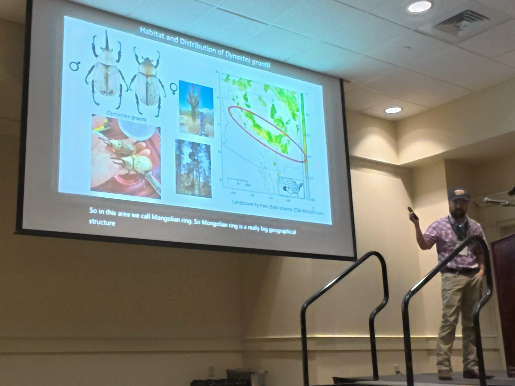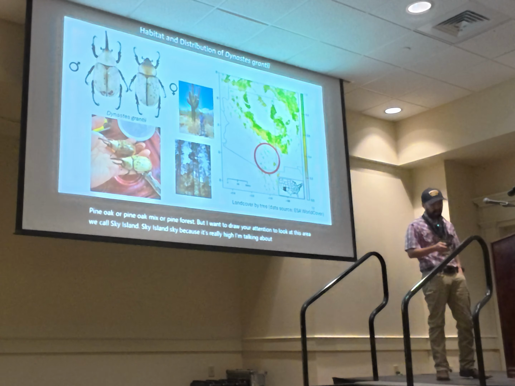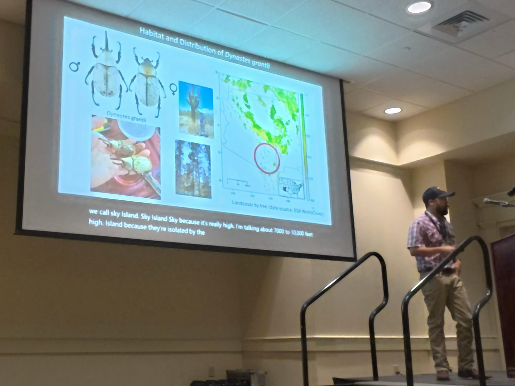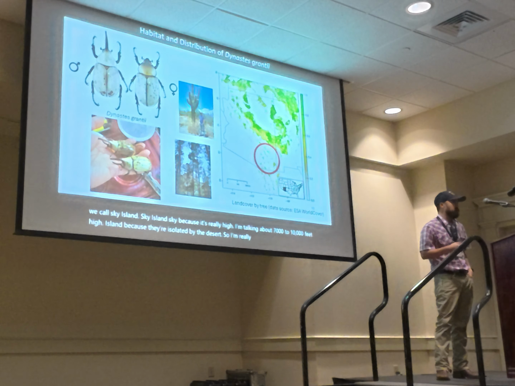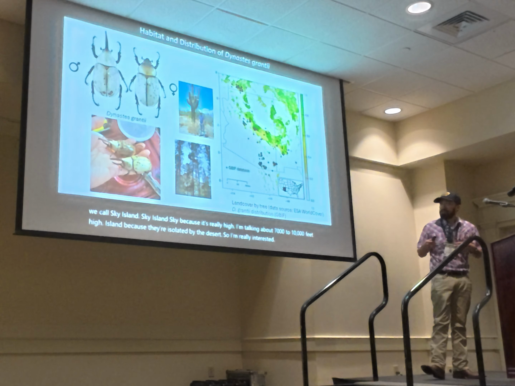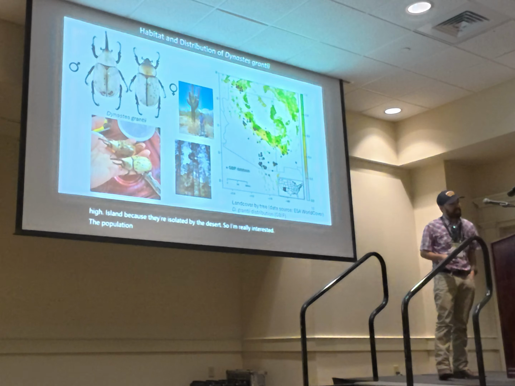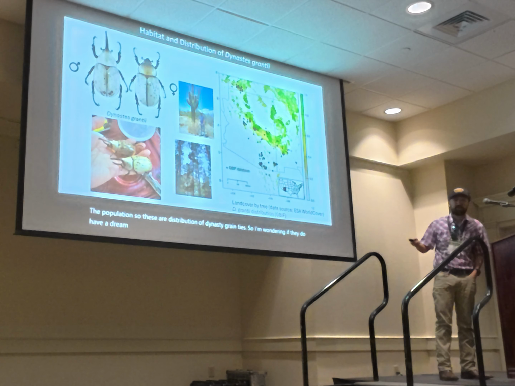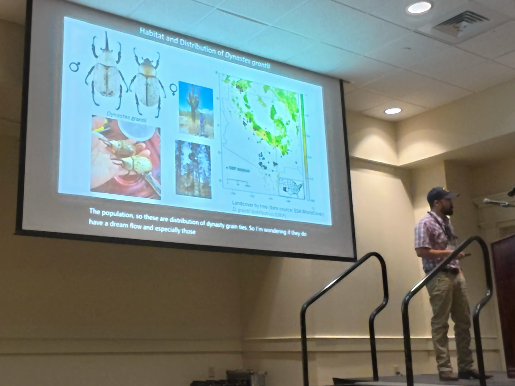But I want to draw your attention to this area we call Sky Islands. Sky because it's really high, I'm talking about 7,000 to 10,000 feet. Island because they are isolated by the desert. So I'm really interested in the population. This is the distribution of Dynastes grantii. I'm wondering if they have gene flow, especially those little populations, which I really care about.